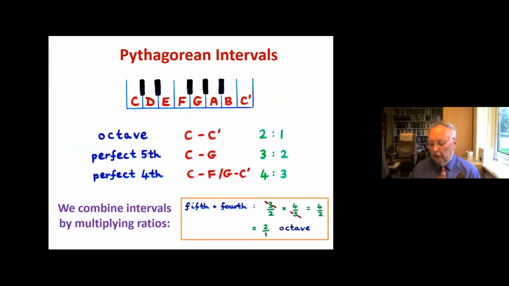Similarly, a ratio of 3 to 2 corresponds to a perfect fifth, such as C to G. And a ratio of 4 to 3 corresponds to a perfect fourth, such as C to F or G to upper C.